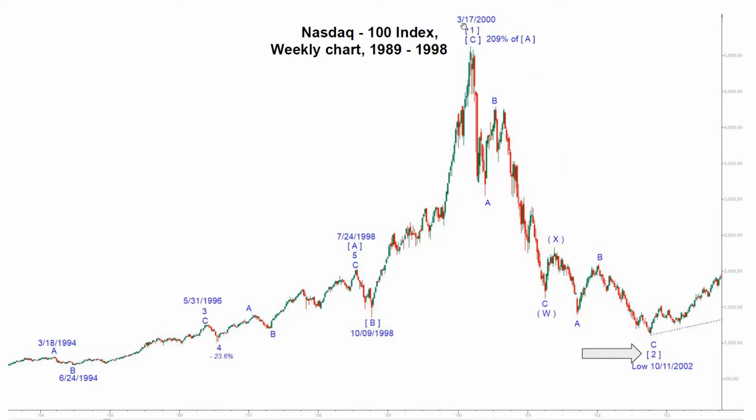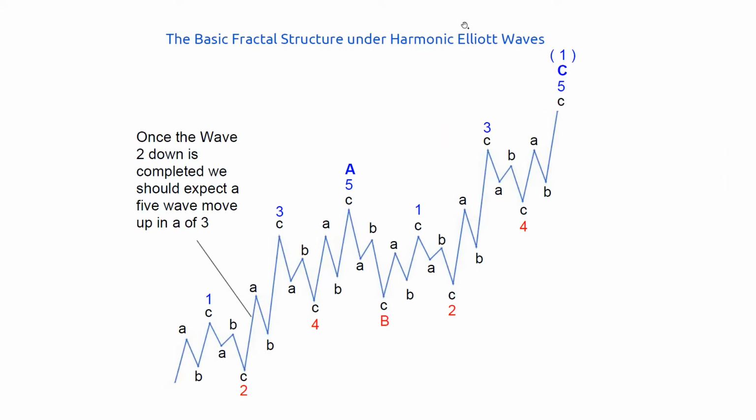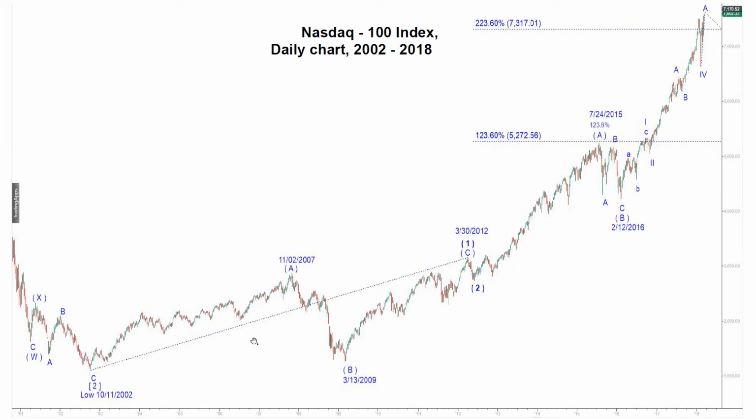So basically more than 2 years from the top of March 2000. Okay, so where we are now, we completed 1 up, 2 down, and here we should expect the start of the strongest part of the move, wave 3. And under harmonic Elliott wave, wave 3 is almost always built of 3 legs, A up, B down, and C up. And inside those A's and C's, we should see a 5-wave structure. Okay, let's try to see what microstructure we may get of that important low made in October 2002.